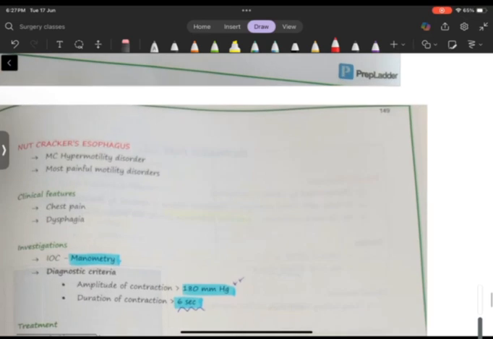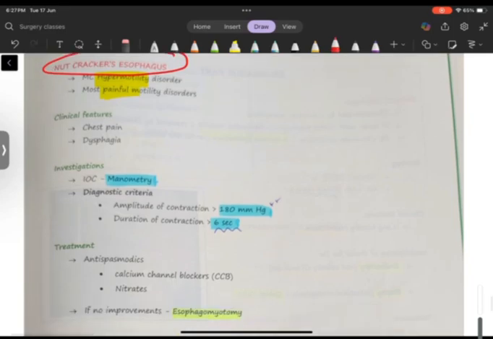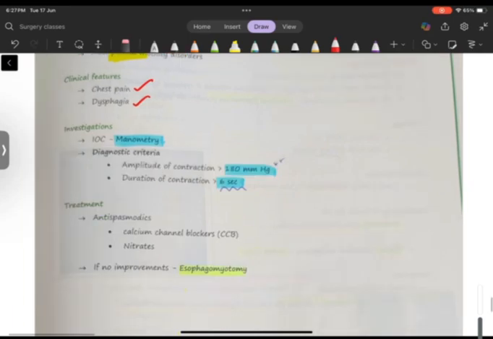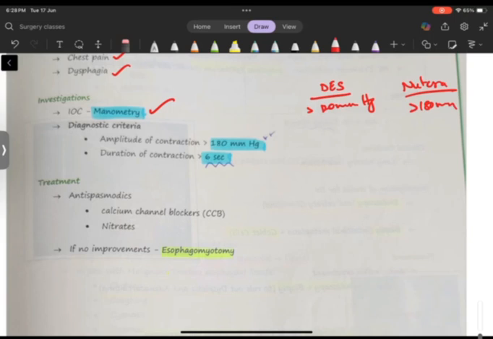Okay, so next, third motility disorder of esophagus is nutcracker's esophagus. It is the most common hypermotility disorder. Okay, right? Increased movement of esophagus, and it is most painful. So what will be the clinical features? Chest pain and dysphagia. Investigation will go for manometry. And what is the diagnostic criteria? There in diffuse esophageal spasm, it was more than 120 mm Hg. In case of nutcrackers, it is more than 180 mm Hg, amplitude of contraction.